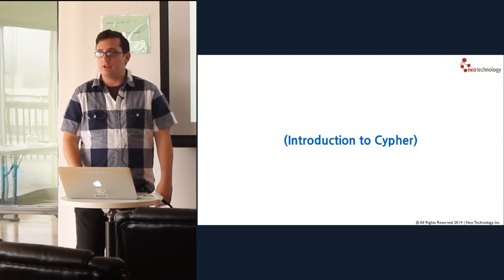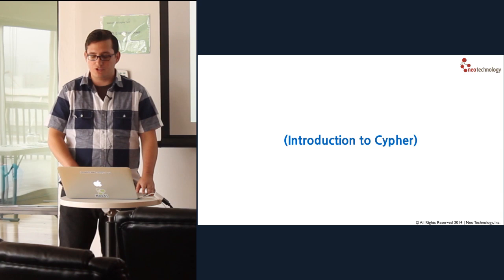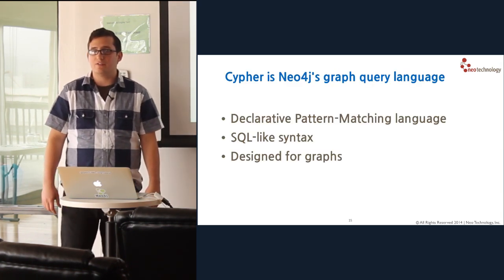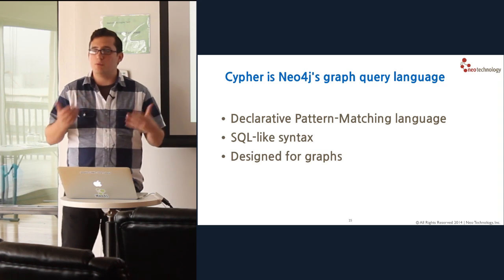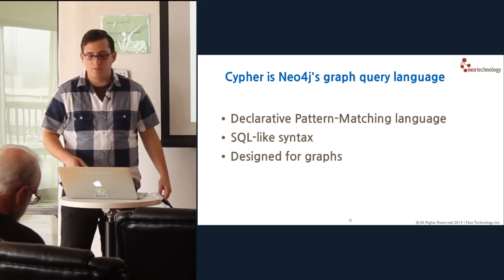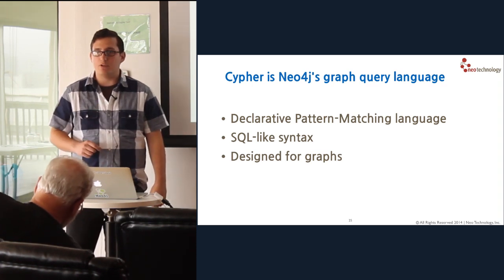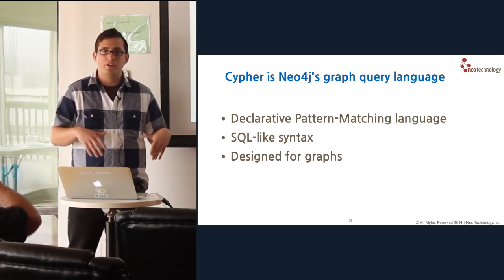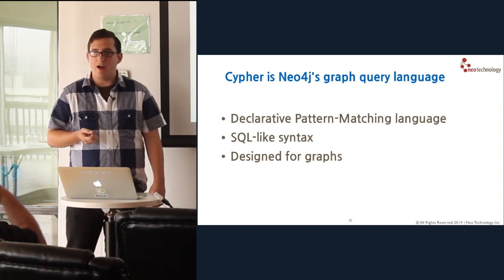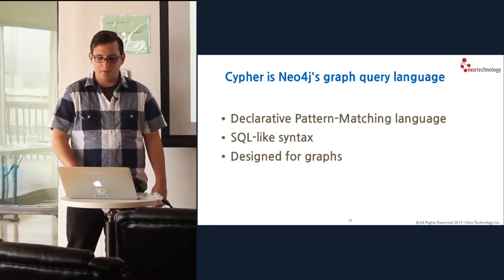So if you remember from earlier, Cypher is Neo4j's declarative pattern matching language, which has a very SQL-like syntax. And so this is how most people would want to interact with their database, how they want to actually query data. But it's specifically designed for graphs. So you have the power of a SQL-like syntax, which you may be very familiar with, but you also have the power of graphs involved with that.